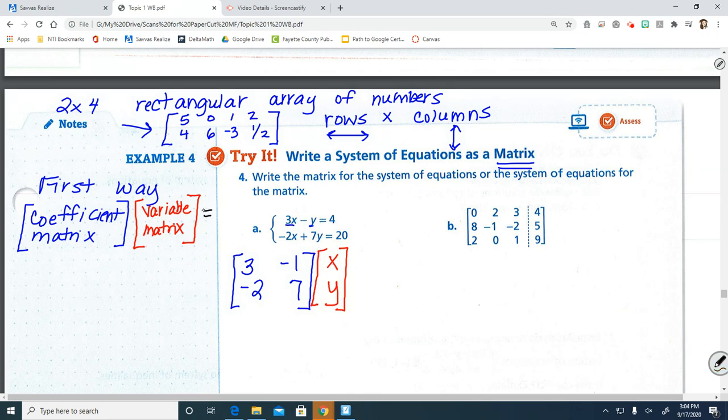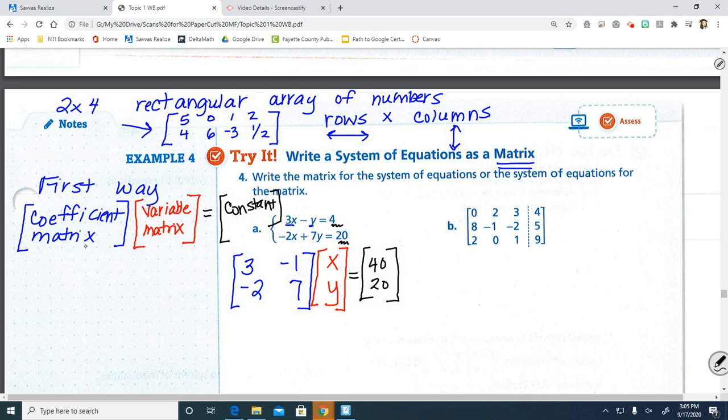Then you'll say that equals the constant matrix. And again, I'm just showing you how to set it up. So equals, and my constants are the numbers that don't have variables, 4 and 20. So 4, and you put them in the same position, 20. Yay. So that's one way to translate, because all this question is doing, it says write the matrix for the system of equations. So we're practicing turning a system into a matrix so that later on you can use the matrix to solve. So that's one way to set it up.